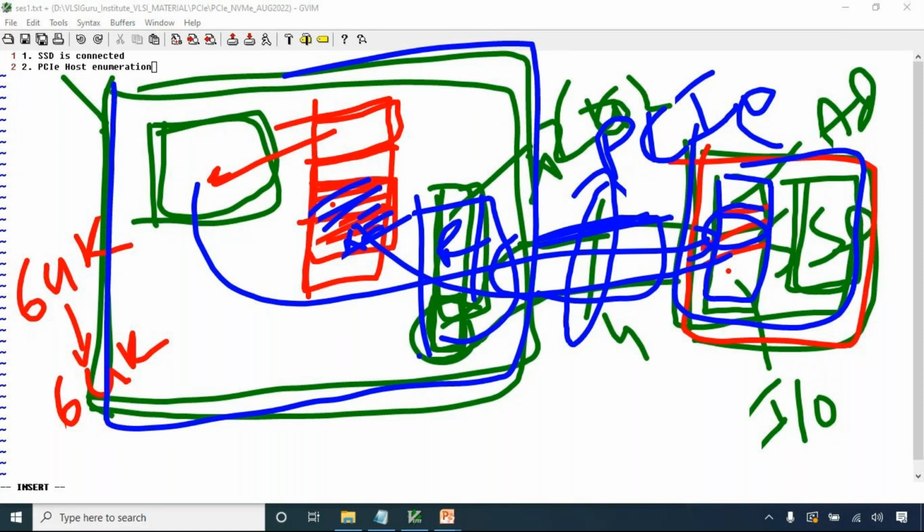Now, since I am performing a read, I need to give data back to my device, right? I need to give data. Again, to give the data, what am I going to frame? My NVMe controller will frame a memory write request. It fetches the data internally.